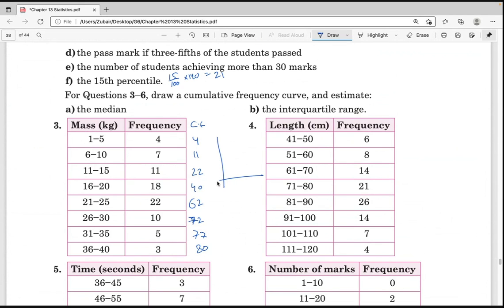And what will we do? We'll draw from 0 to 80. And we have these classes 5, 10, 15, 20, 25. Now don't forget that we are drawing these. We will draw 4 at this 5 mark. Then we will draw this 7 at the 10 mark and so on. Don't forget that when we calculate mean, we use the middle values. And when we are drawing cumulative frequency, we use the higher value.